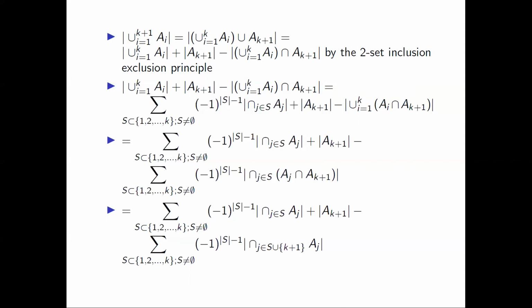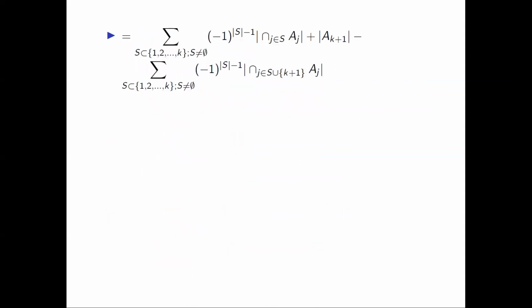The last sum though, we can change. Instead of writing each of those intersections as the intersection over J in S of AJ intersect A of k plus 1, we can just write them as the intersection over J in S union k plus 1 of AJ. And that's the only change we made from that bullet to the previous bullet. And again, I'm writing that last bullet from the previous slide at the top of this slide. I didn't make any changes. It's just so we have more space to finish off the calculations.